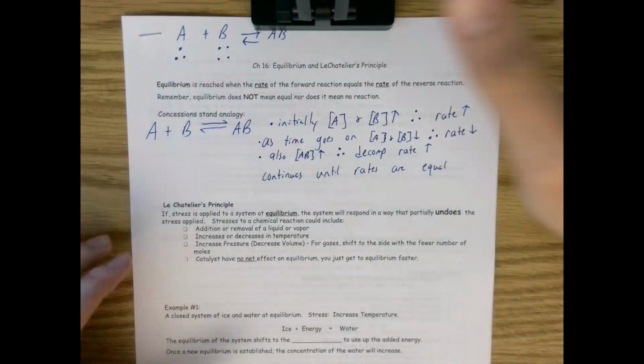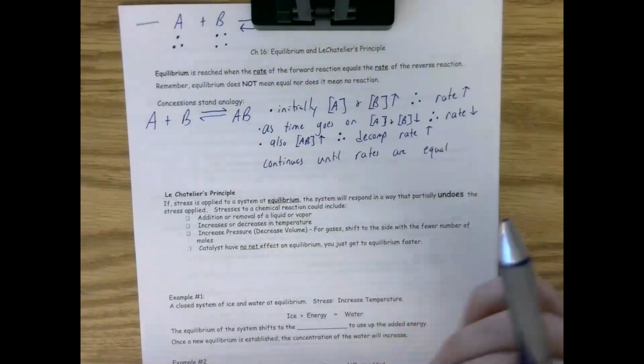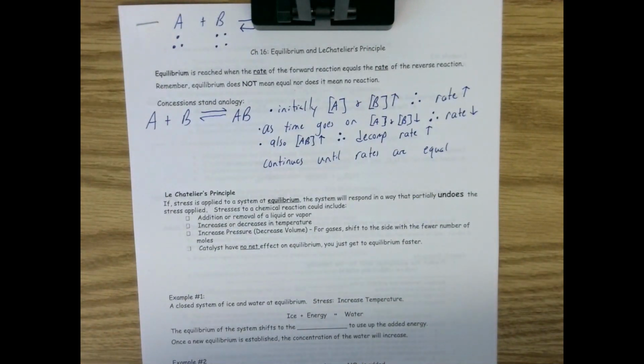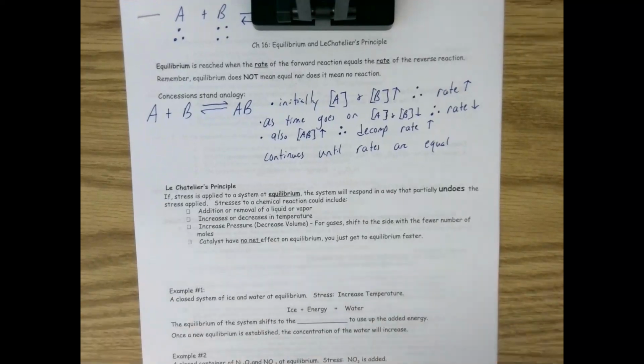So what we're talking about now is called Le Chatelier's principle. Okay, don't try and sound it out. He was French, it's Le Chatelier. And it's the idea that we typically use behind equilibrium. So the definition is typed out for you. It says if stress is applied to a system in equilibrium, and we'll define stress in a minute, the system will respond in a way that partially undoes the stress applied.